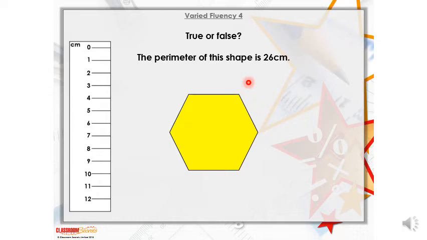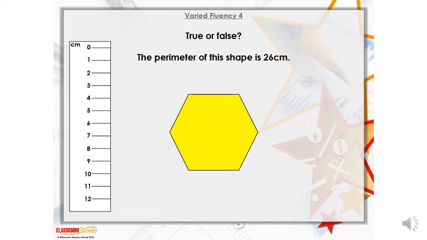It's a hexagon. It's a regular hexagon. And similarly to the pentagon, we know that regular hexagons have all sides the same length. So lock that up in your brain and remember that, because that's going to help you answer this question.